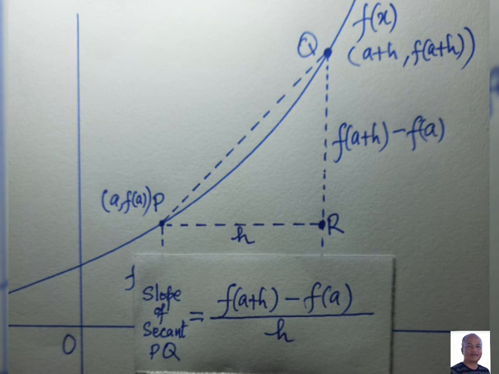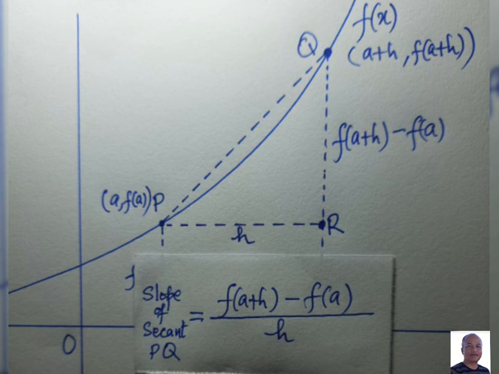Now, joining the points P and Q, you get a line which you call a secant. A secant is a line which touches 2 points on the curve. So, after you have joined the points P and Q, then you will have the length of the gap from point Q to point R as f of a plus h minus f of a. So I think that is not difficult to understand. The gap QR is given as f of a plus h minus f of a.